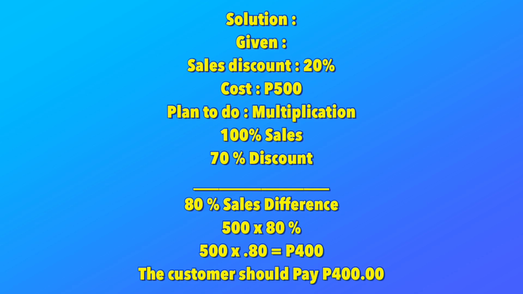Now we have to multiply 500, the cost, times 80%. So this 80%, if we're going to use it manually, 500 times 0.80. Then our product is 400 pesos. So the customer should pay 400 pesos. Okay.